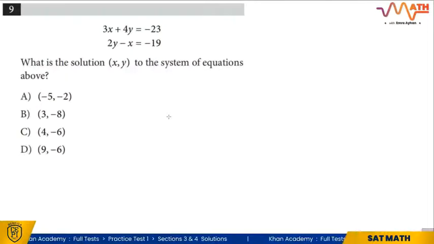Number 9. What is the solution of this system? Solution of the system of equation. When you look at the options, the x values are unique here. If I find x, I don't need to find y. It's a multiple choice test, right? So I need to find x to identify the answer.